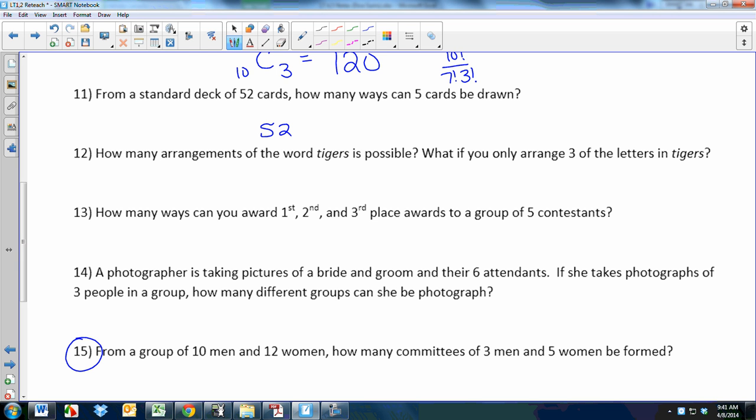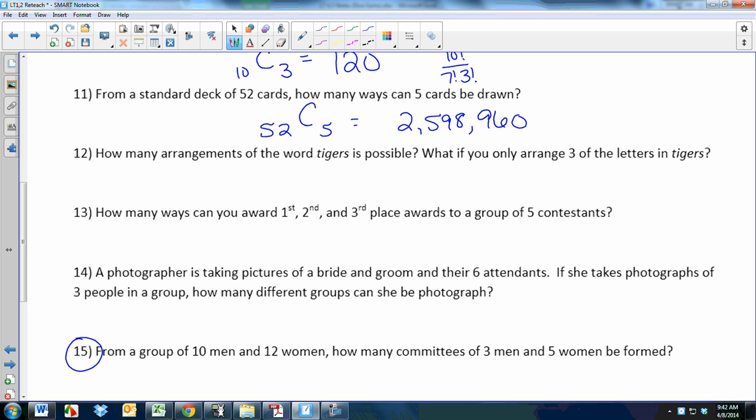52C5. Type it in the calculator. You get 2,598,960.